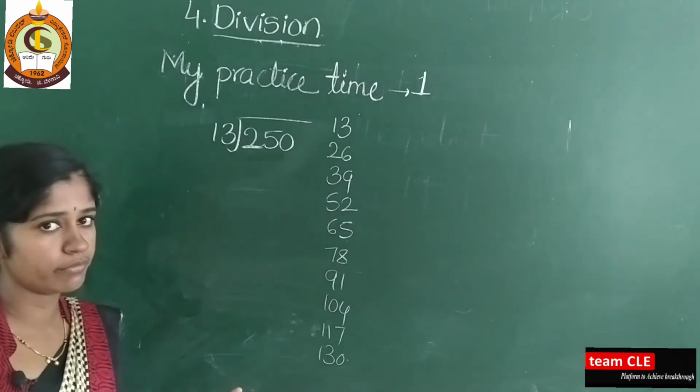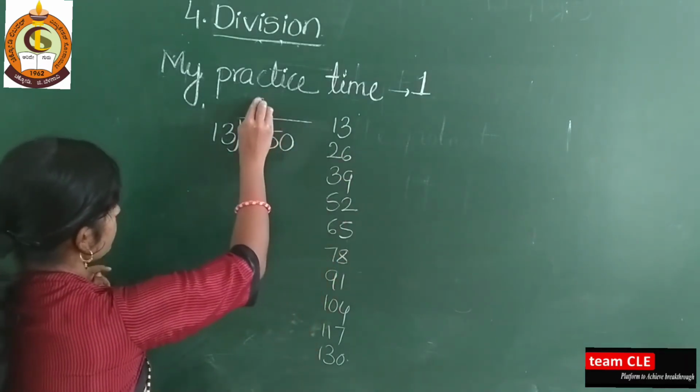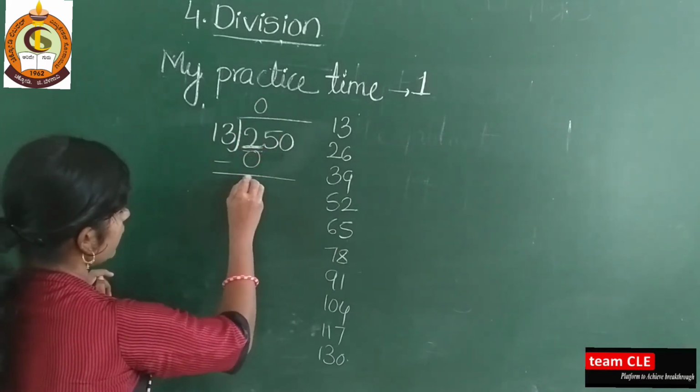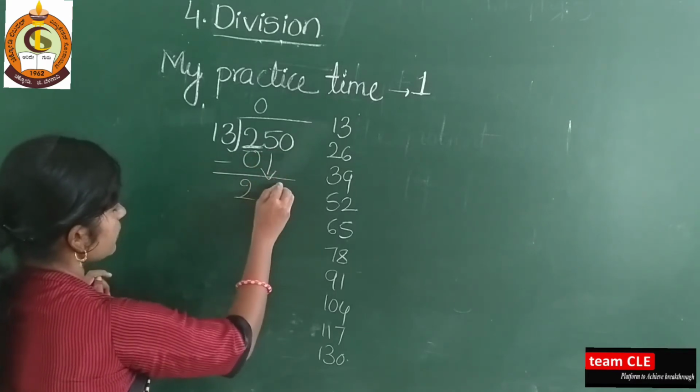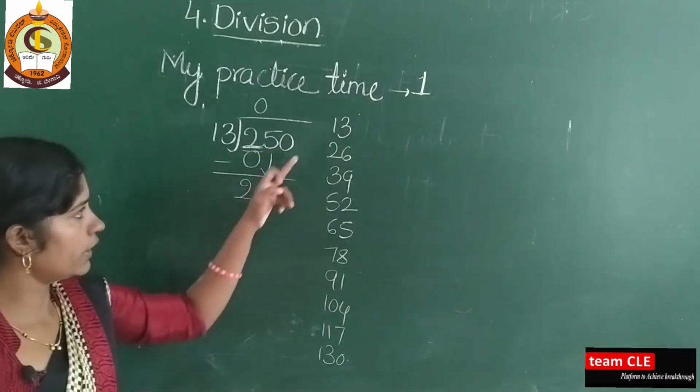So let us take one digit. Take here 2. In the 13 table, 2 is not there, so give 13 zeros are 0. 2 minus 0 is 2. Next you take this 5 down. So now how much is it? 25.